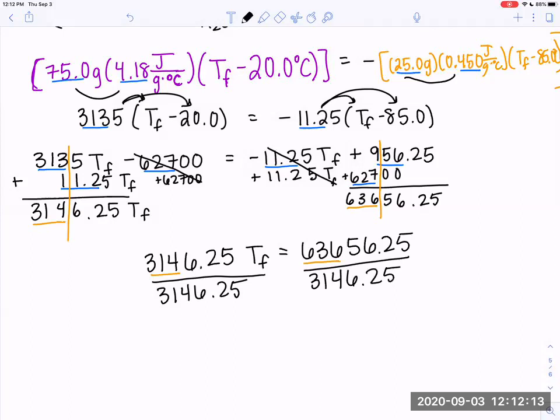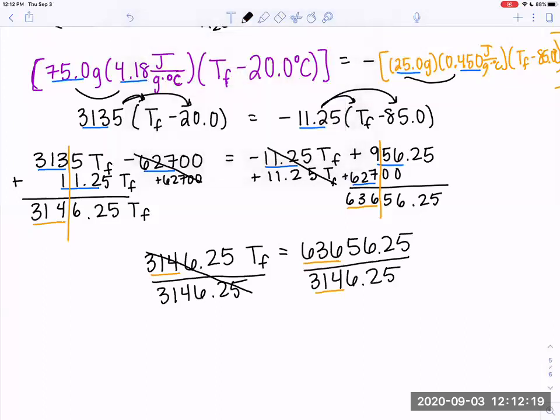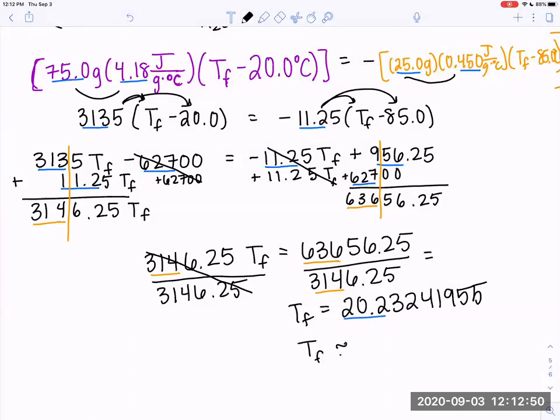When something cancels, we really don't have to look at it as sig figs anymore, but we do want to look at it as sig figs on this side. So I'm going to get a final answer here, and I'm not going to round anything. So we're going to get TF equals 20.2324195. Okay, now we're definitely going to round some of this. I had 3 sig figs divided by 3 sig figs, so we're going to get 3 sig figs in our answer. When we do our sig fig rounding, 20.2, and we know this should be degrees C.